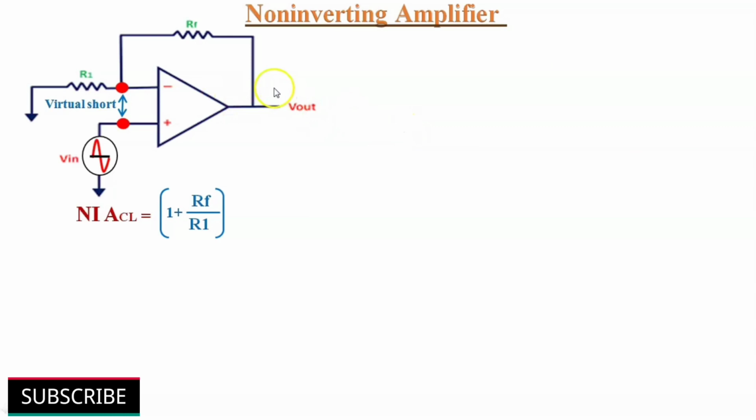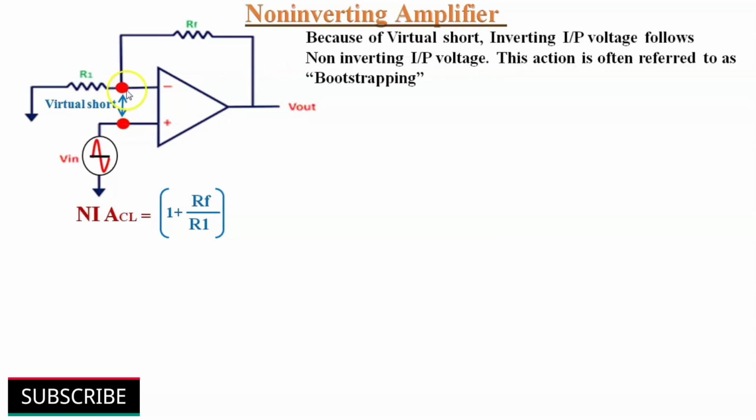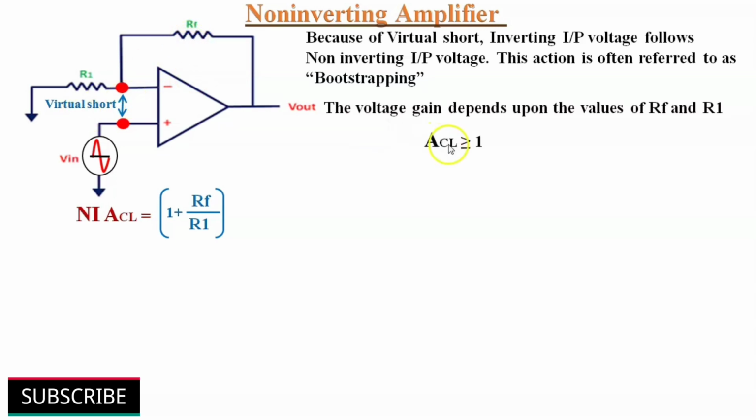The following points may be noted about the non-inverting amplifier. Because of virtual short between both inputs, that is non-inverting input and inverting input, the inverting input voltage follows the non-inverting input voltage. This action is often referred to as bootstrapping. The voltage gain of non-inverting amplifier depends on the values of resistors RF and R1. The voltage gain of non-inverting amplifier can be made greater than or equal to 1.